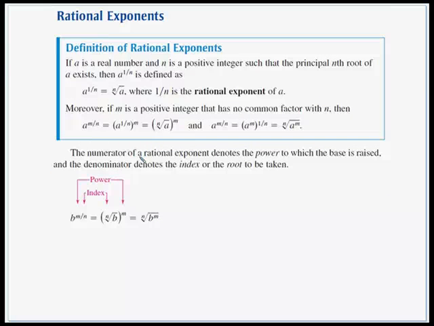Now, we can have radicals, and if you don't like working with radicals, sometimes it's better to change them to a rational exponent or a fractional exponent. So if a is a real number, n is a positive integer, such that the principal nth root of a exists, then a to the power 1 over n is defined as the nth root of a, where 1 over n is the rational exponent of a.